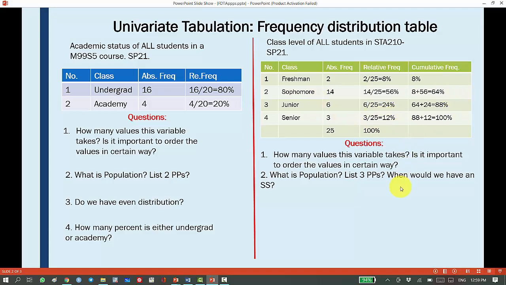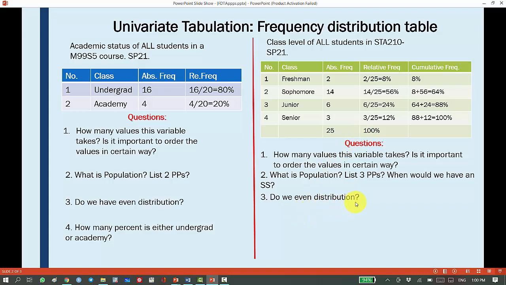population parameters. When would we have a sample statistic? We know that a sample statistic is the output of mathematical calculations on the data collected from a sample. Therefore, if we have a sample of students from the class and we calculate, for example, the number of freshmen or the percentage of sophomore and so on, we get sample statistics.